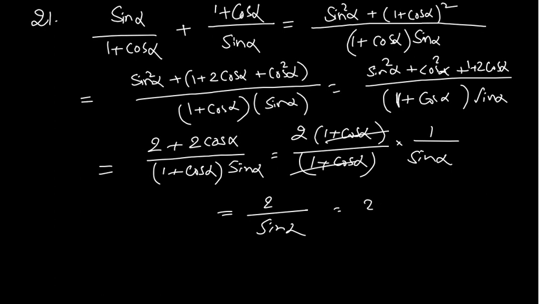We need to prove that it is 2 cosecant alpha. The question is this. We have to prove that it is 2 cosecant alpha. Okay, good.